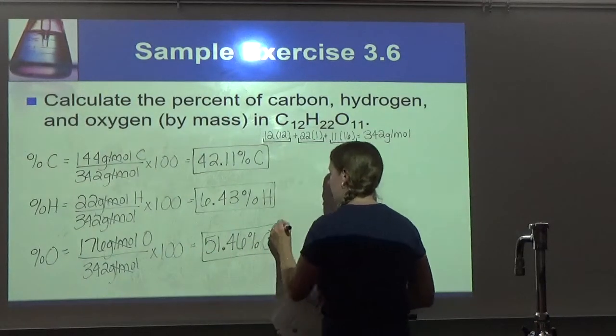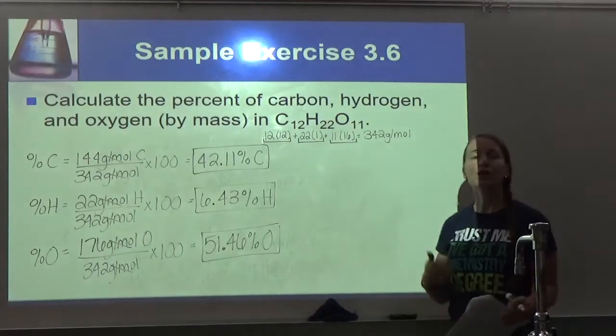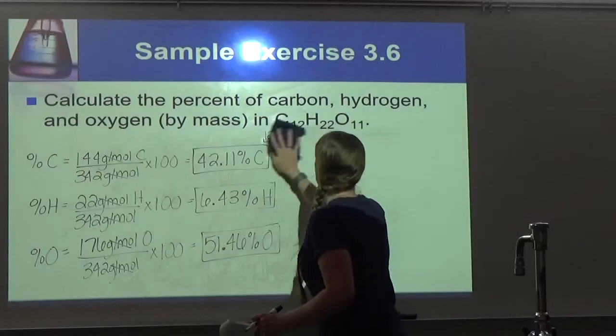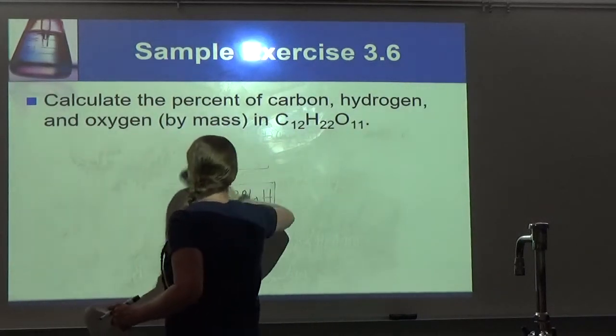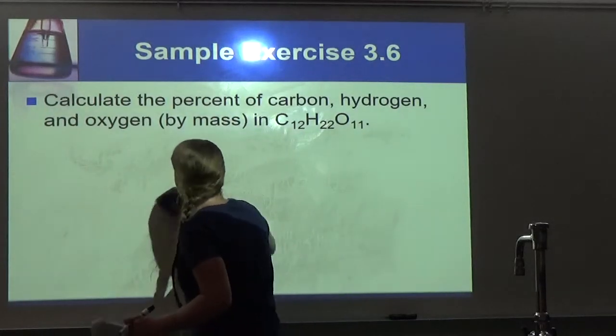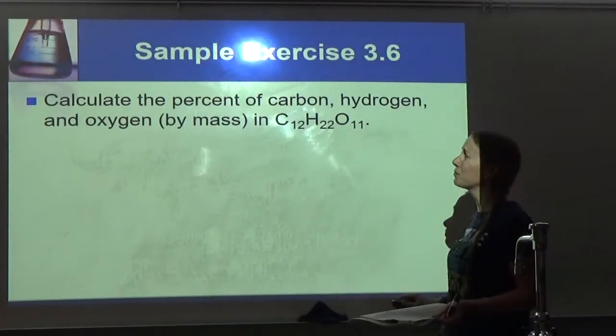oxygen. So one way that you can check your answer is once you're done, if you add them up, you should get approximately 100%. I say approximately because remember, we round. And so sometimes your rounding can cause you not to get 100% on the dot, but you should be getting incredibly close. Like if you're getting 87%, that's not really close.